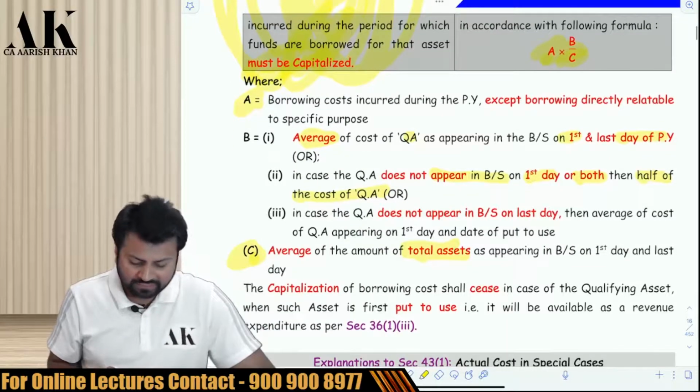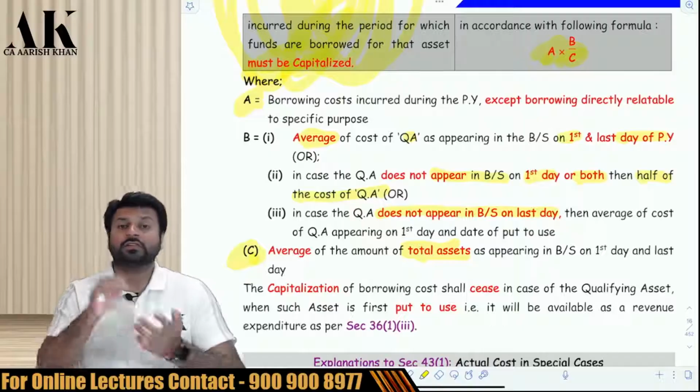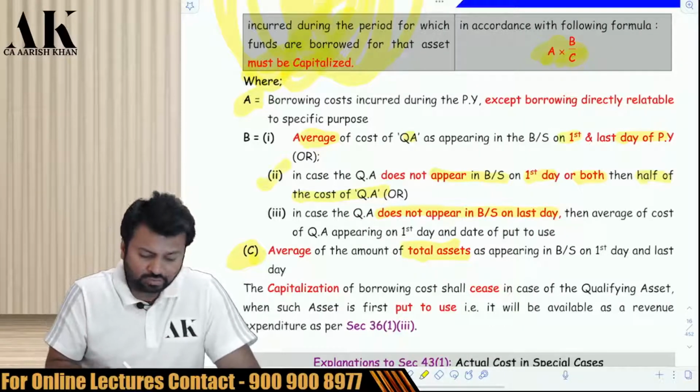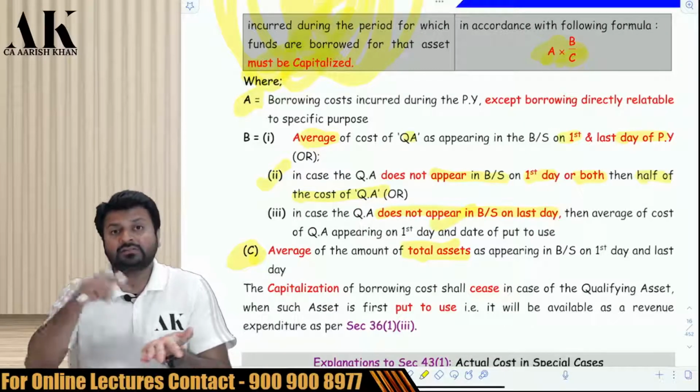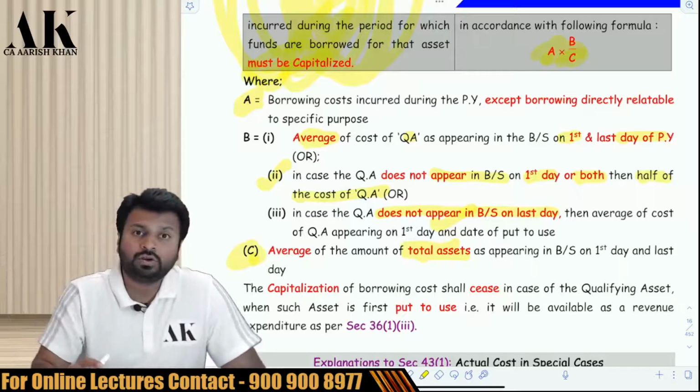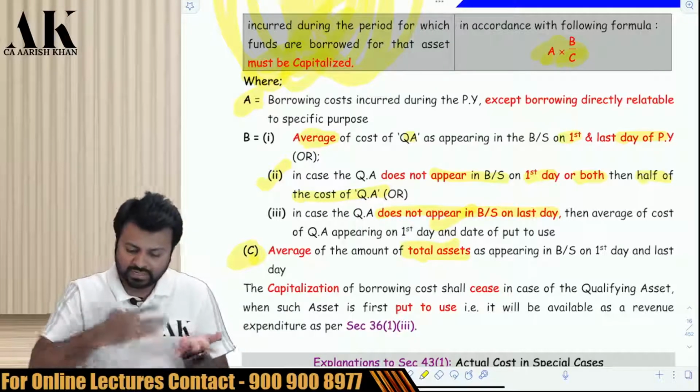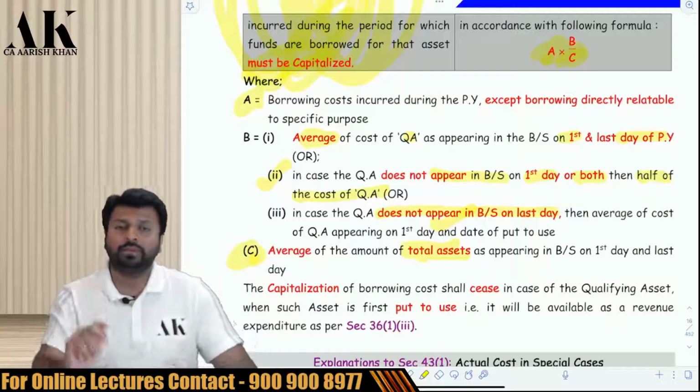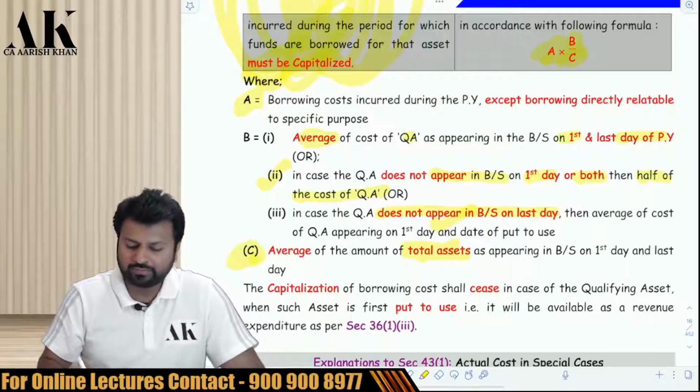Last, the qualifying asset does not appear on the last day. It means it appears on the first day. In point number 2, it does not appear on the first day. In point number 3, it appears on the first day, but it does not appear on the last day. Then what to do? Then take the average of the first day and the date on which it got completed. And then it will give you point number 3.